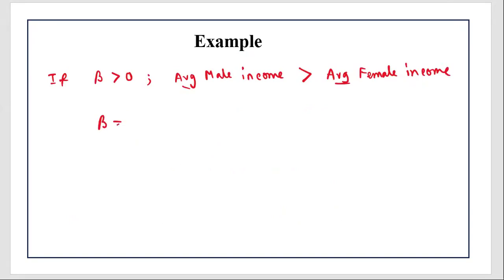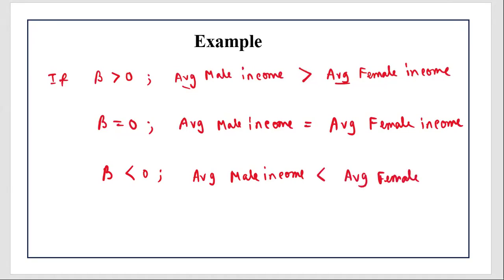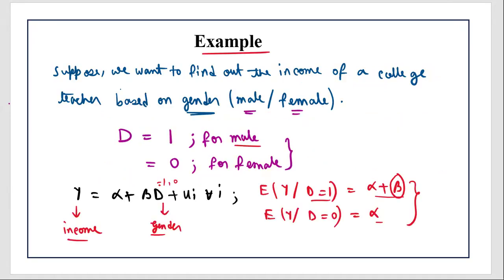Now, if this beta is exactly equal to 0, what can you say? The average male income will be exactly equal to the average female income. And if this beta is less than 0, then the average male income will be strictly less than the average female income. So this is the simplest example of the dummy variable.